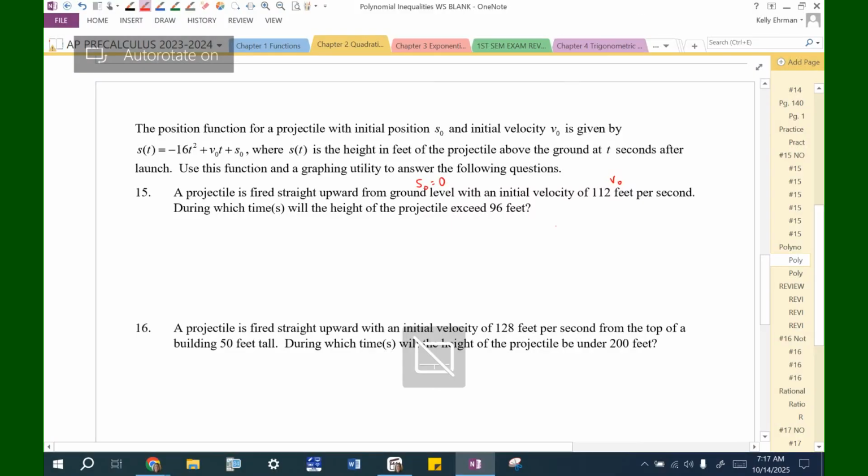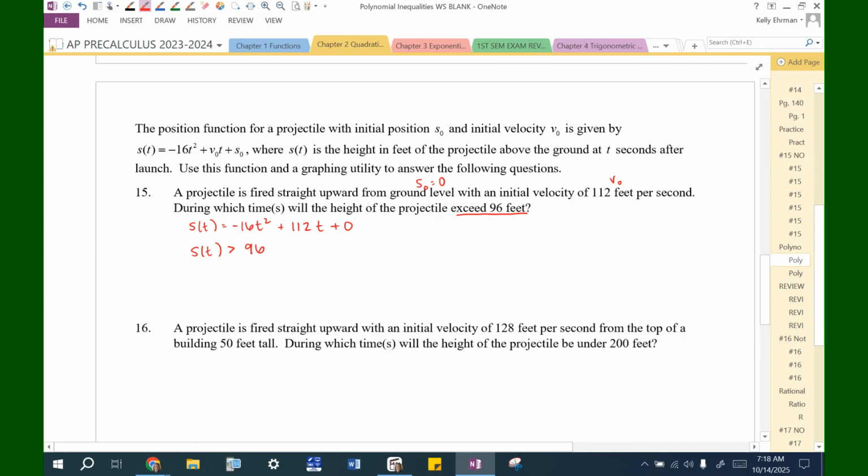So let's just set up our function first. So we want to know S of t is equal to negative 16t squared, that's built into the formula, plus 112t plus 0. And we want to know when does that exceed or go over 96 feet. So I want to know when is S of t greater than 96.